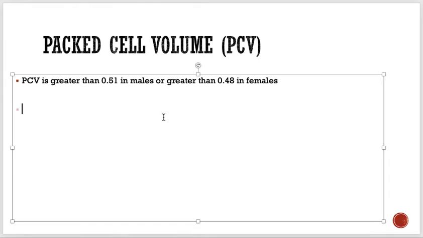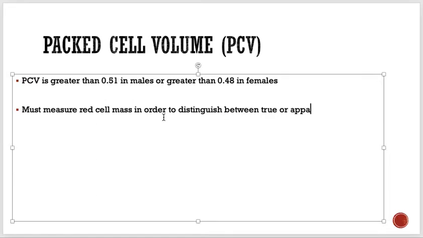Now, in order to distinguish between a true and apparent polycythemia, because polycythemia can be classified into the true one and the apparent one, of course, we must measure the red cell mass. How many red blood cells are there? Why? In order to distinguish between true or apparent polycythemia.